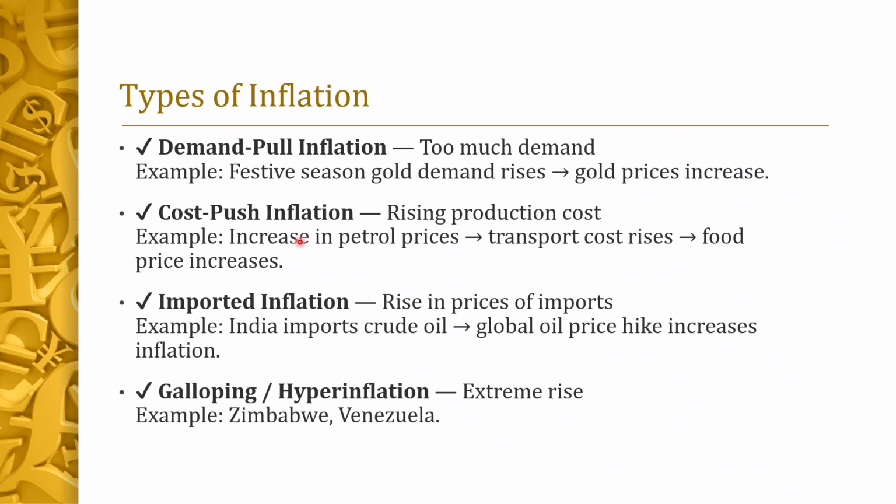Next one is cost-push inflation. It occurs when production cost increases. So producers pass this higher cost to the customers through increased prices. For example, when we see an increase in petrol prices, that is happening because transport cost rises and finally the food prices increase. The next one is imported inflation.